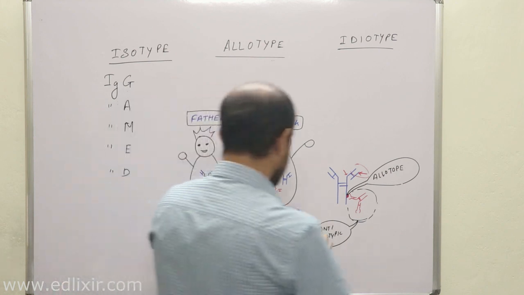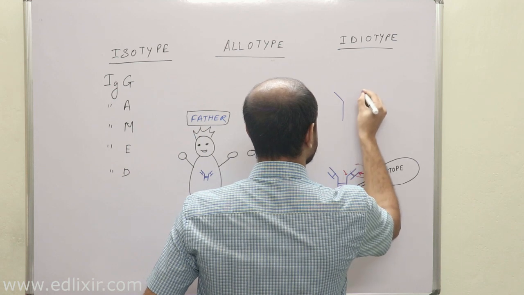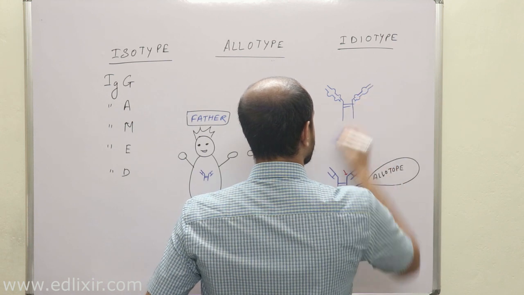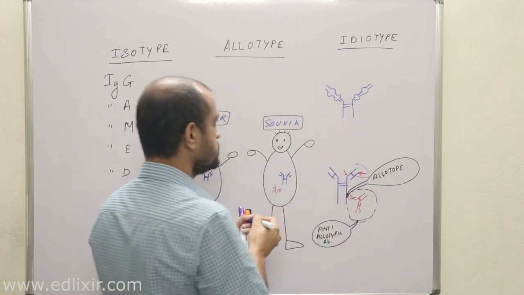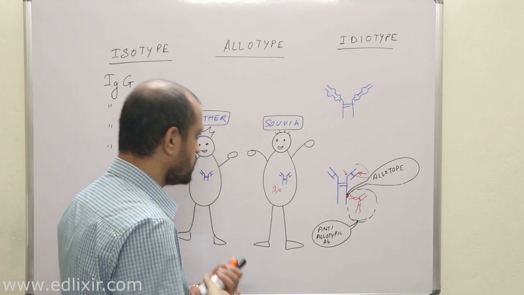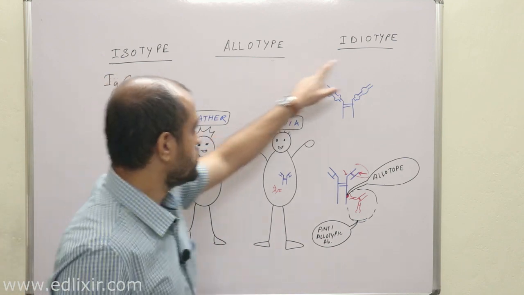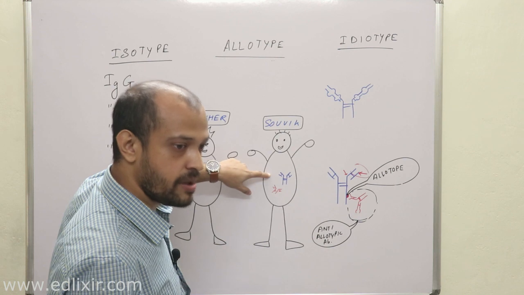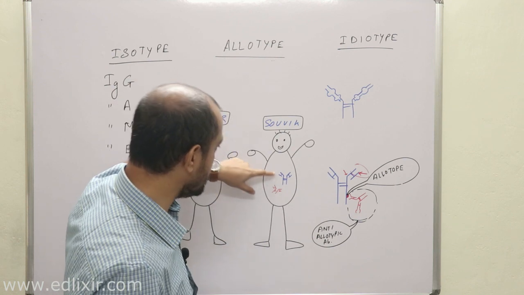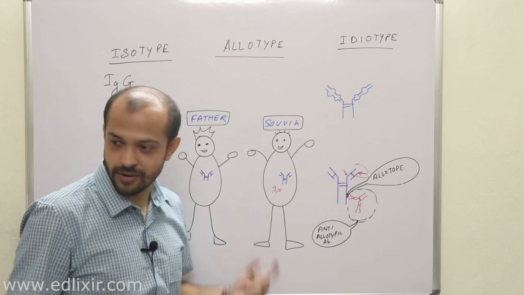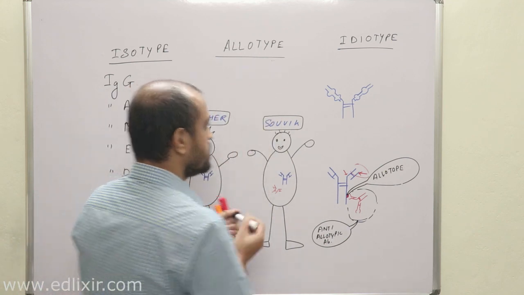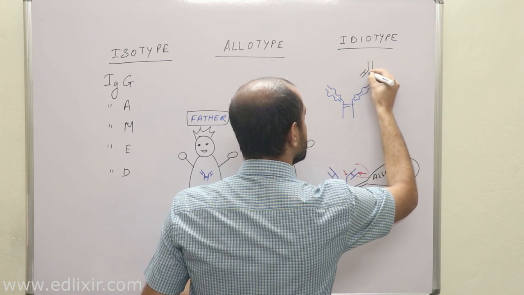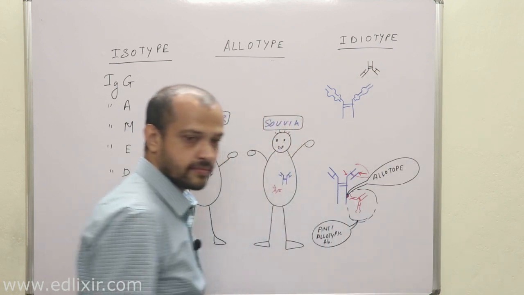That means, suppose this is your antibody. Now listen with all your attention. If my father is introducing this antibody into my body, then my body will create anti-father antibodies. That means my immune system will try to create antibodies against my father's antibody, right? Clear?